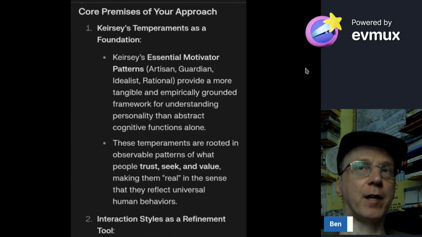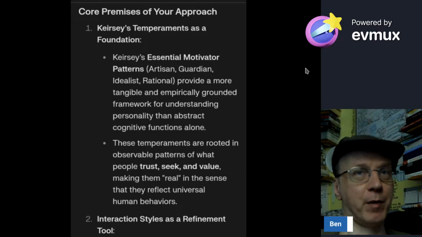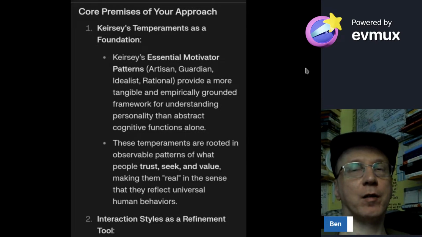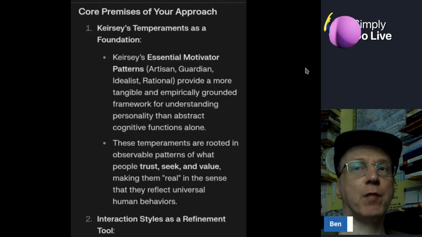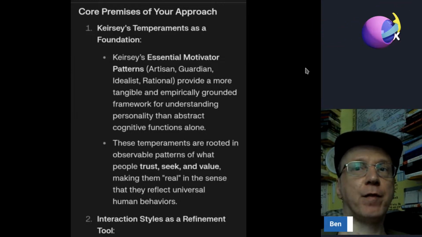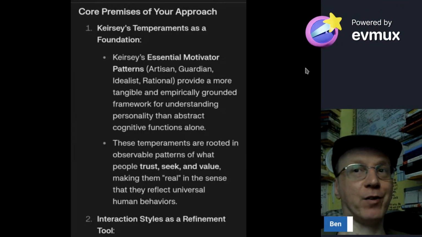Kurz's temperaments as a foundation. Kurz's essential motivator patterns, that's Linda Berens' term, artisan, guardian, idealist, rational, provide a more tangible and empirically grounded framework for understanding personality than abstract cognitive functions alone. These temperaments are rooted in observable patterns of what people trust, seek, and value, making them real in the sense that they reflect universal human behaviors.